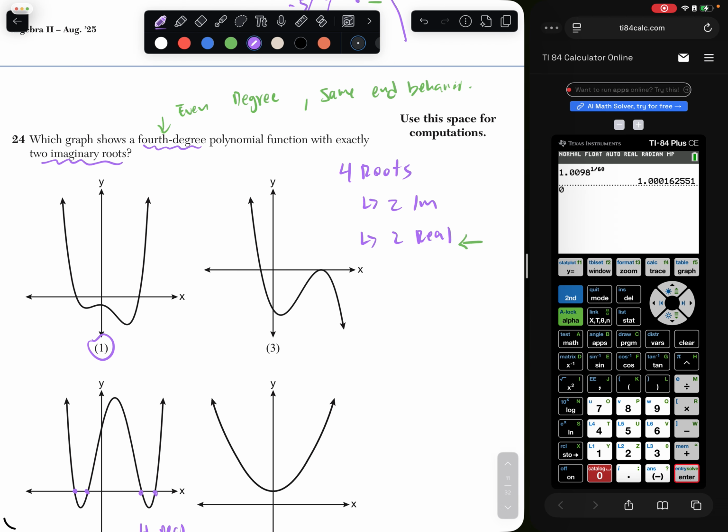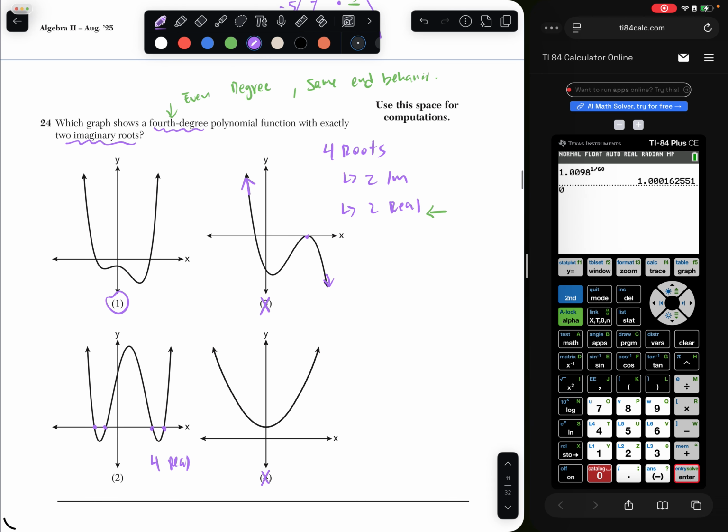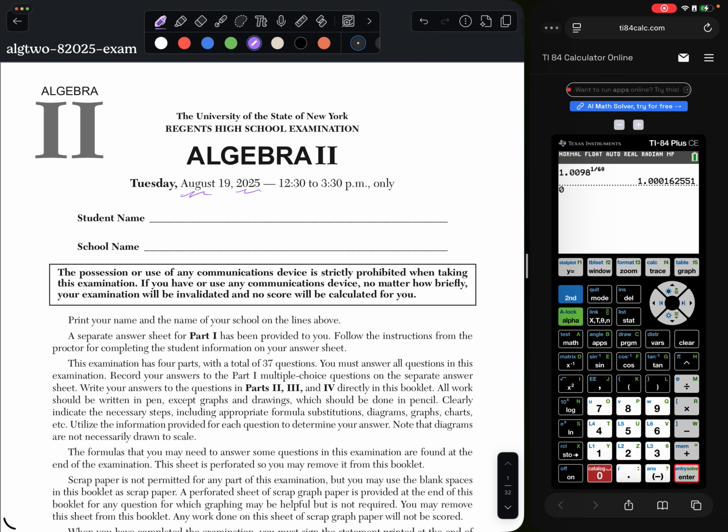For choice 3, the end behavior is different, so this is an odd degree polynomial. It also has 2, but it has a multiplicity of 2, and it wouldn't really make sense. So no. Choice 4 is not correct. First of all, it looks like a parabola, and the end behavior is the same. It's good that this is even degree, but there's no intersection with the x-axis, so it doesn't have any real roots. So that's part 1 of the Algebra 2 regions. All right, hope that helps.